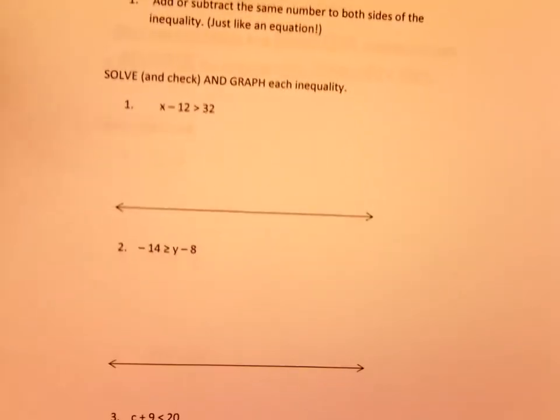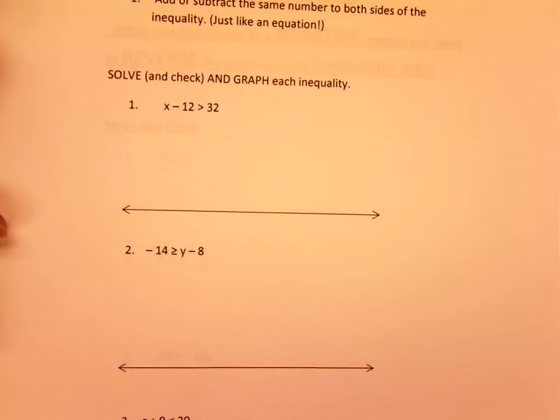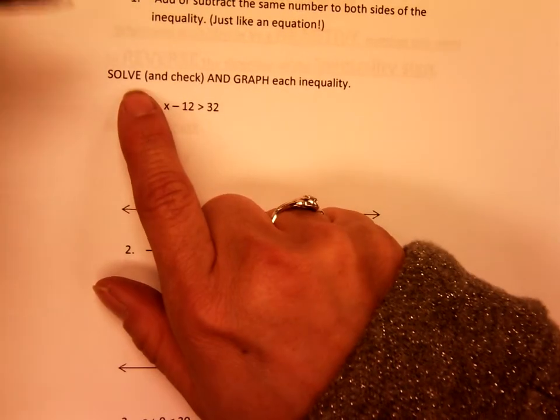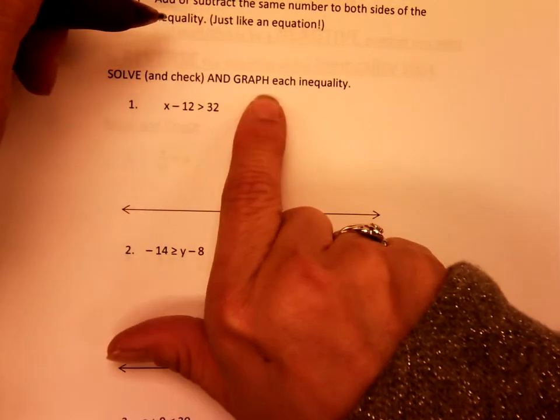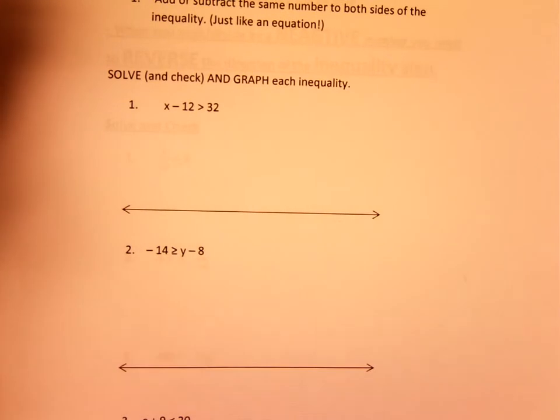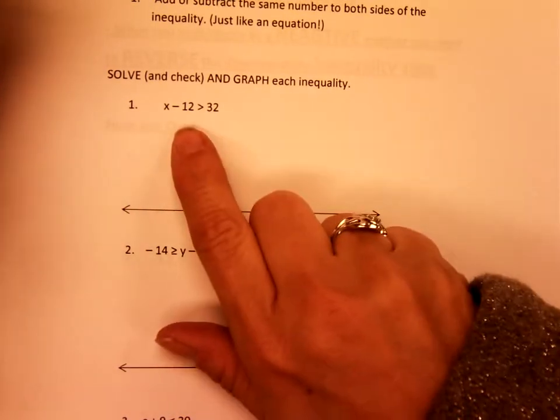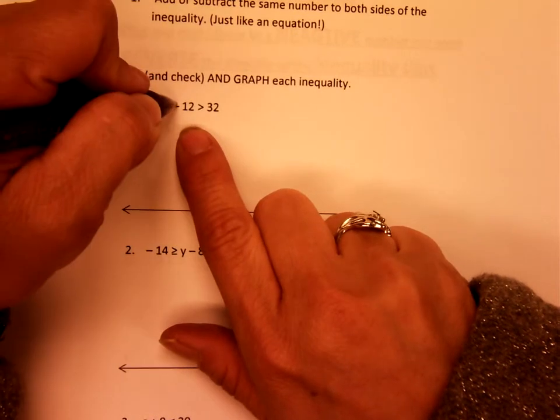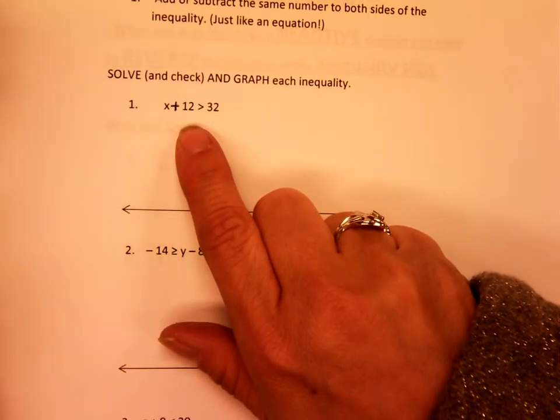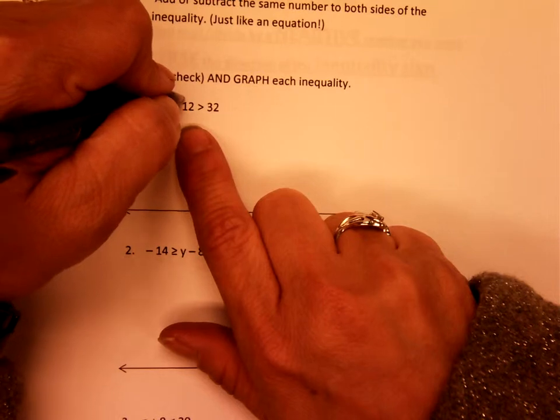The directions in your classwork and homework will say solve and check and graph each inequality. You have to look at the directions in your classwork to find out what you have to do. Looking at number 1, change your subtraction sign to addition, just like what you've always done, and make this 12, positive 12 and negative 12.